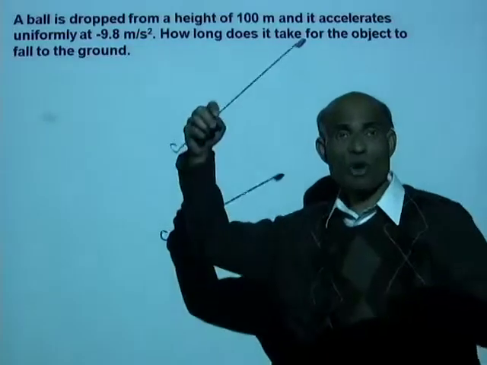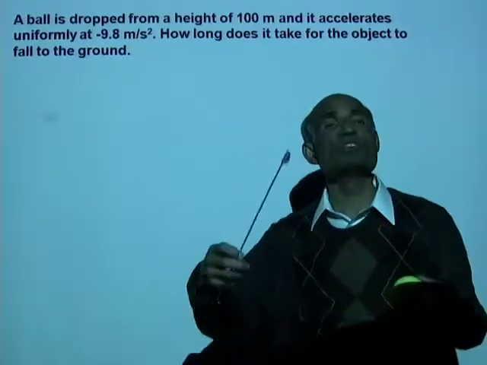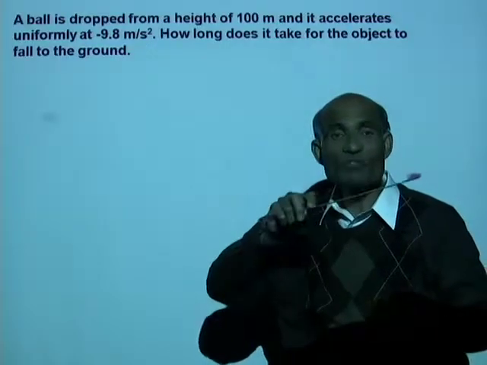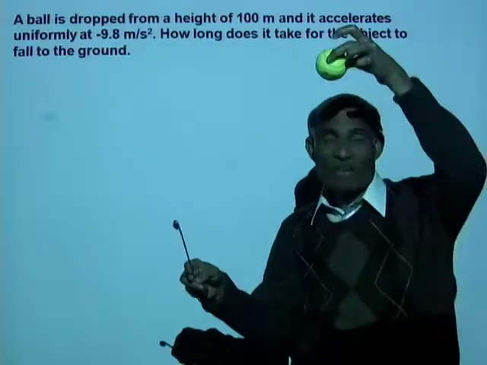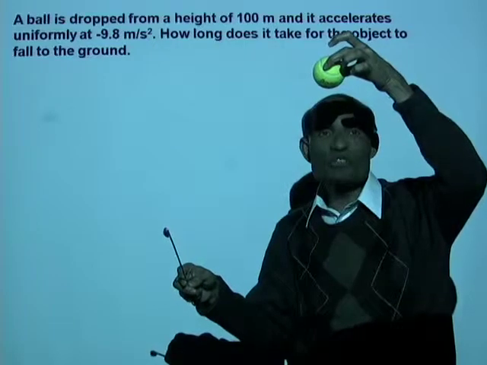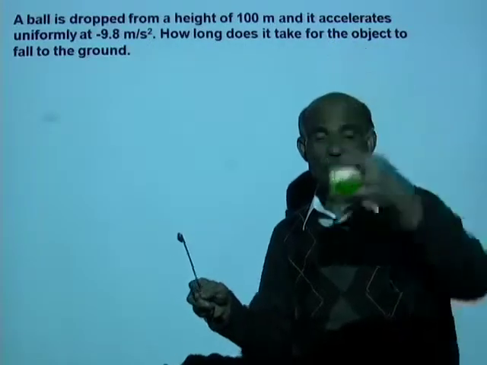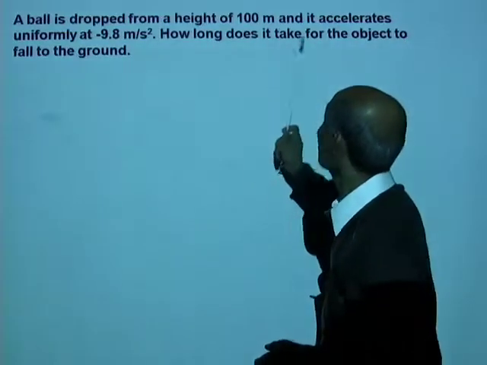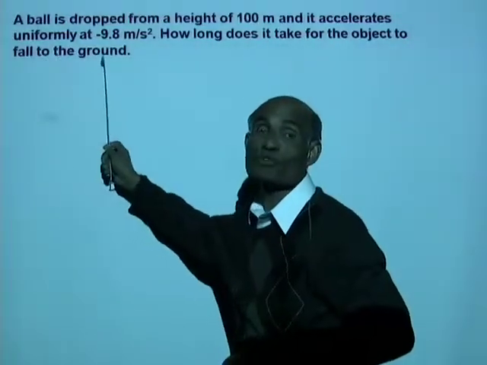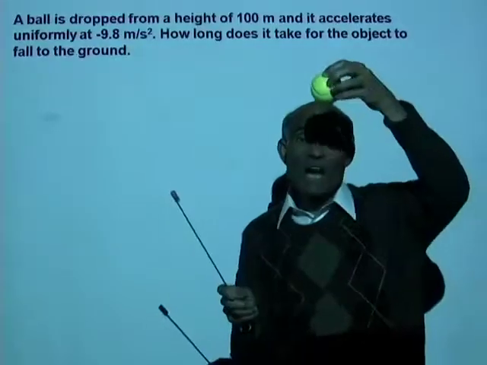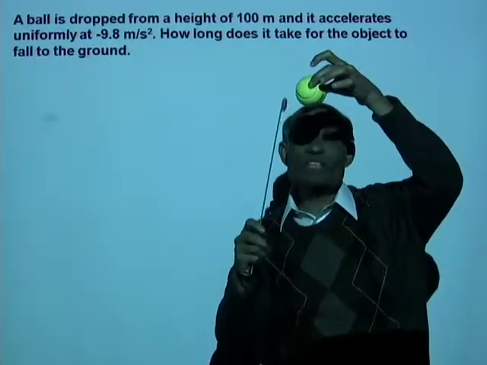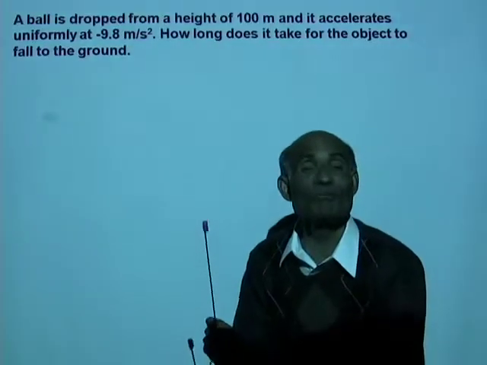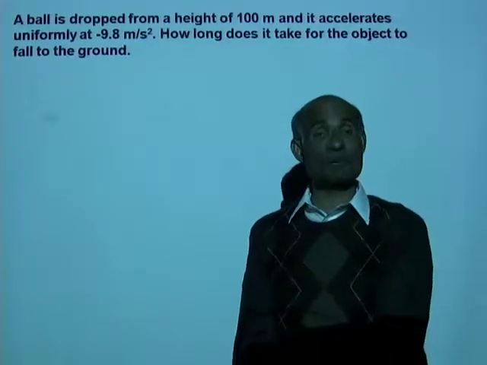This time, because the ball is moving vertically, we use Y for the position. When the objects move horizontally, we use X for the position. When vertical motion is considered, we use Y for the position. All right, what do we need to find? How long does it take for the object to fall to the ground? You see, how long will it take for the position to become 0? When it falls to the ground, its position will be 0.